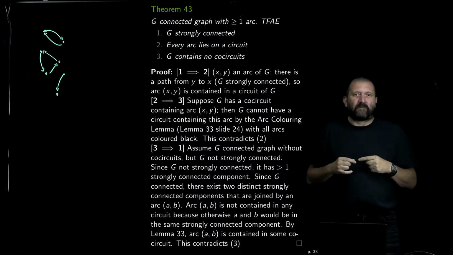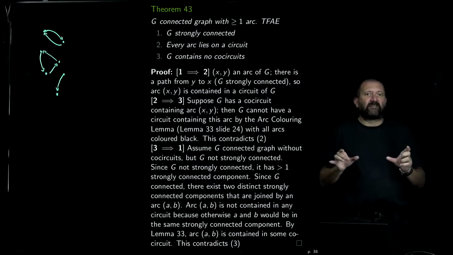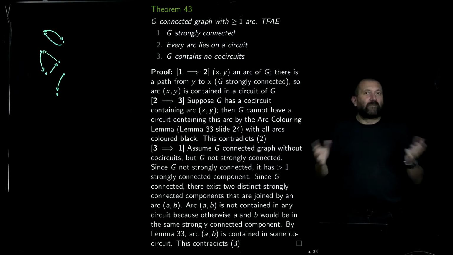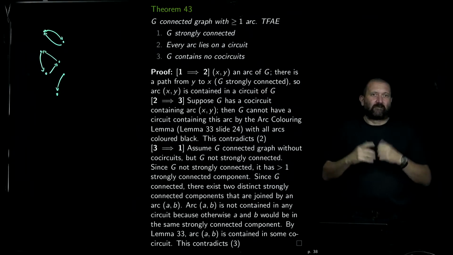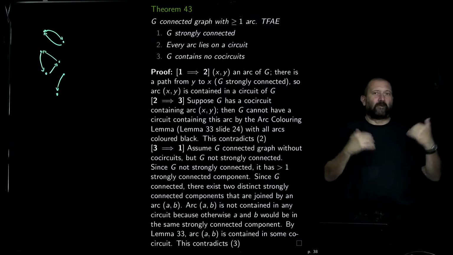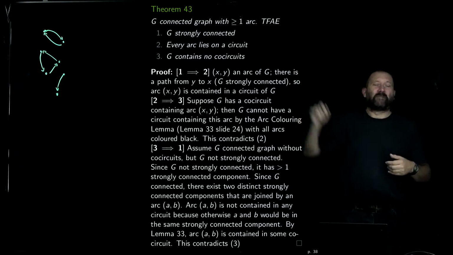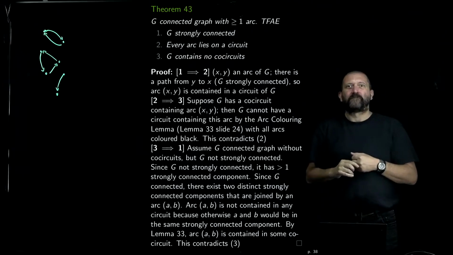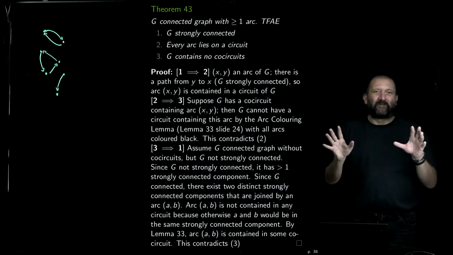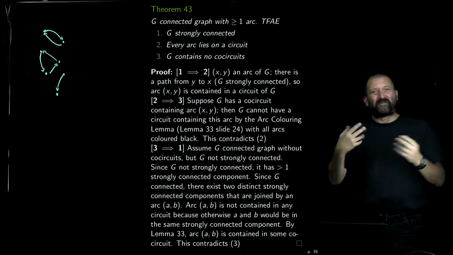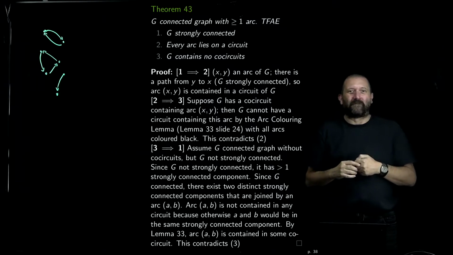And by that coloring lemma, this again tells us that the arc AB is contained in a co-circuit. But we've assumed we didn't have a co-circuit, so we have a contradiction. Therefore, it is not possible to have no co-circuit and not be strongly connected. As I said, don't worry about it if you don't get it, but if some of you might be interested, this is something fun to try to wrap your head around.